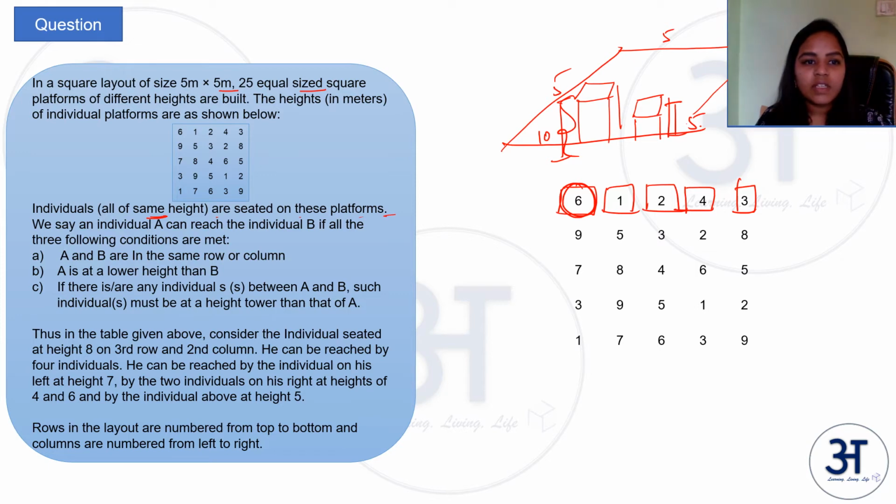We say an individual A can reach the individual B if all the following conditions are met. So say an individual A can reach some individual B here. There are some conditions for that. Let us see what those conditions are. A and B are in the same row or column. So either A and B should be in the same row or they should be in the same column. These are different possibilities as of now.